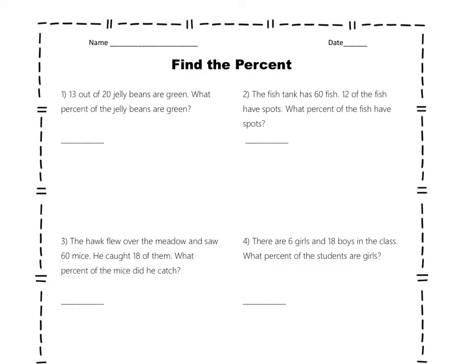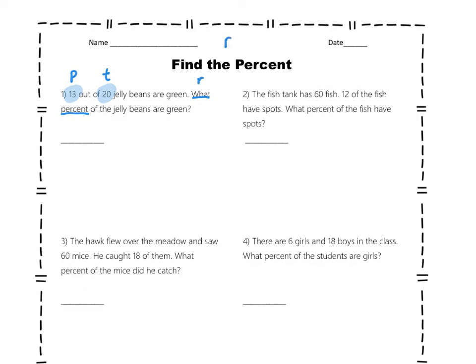So let's do the first two together, and then I'm going to ask you to do the next two on your own. This first problem says 13 out of 20 jelly beans are green. What percent of the jelly beans are green? So we're going to first highlight our given information. We have 13 out of 20, and then it asks us what percent. So please underline, circle, or highlight that. Well, 13 would be the part, 20 would be the total, and what percent is what our rate is.